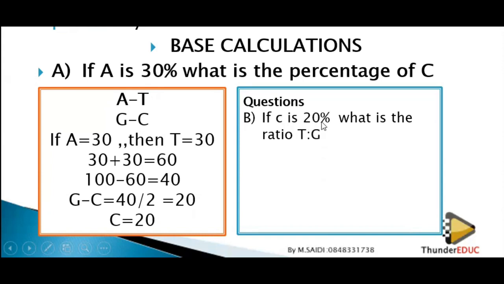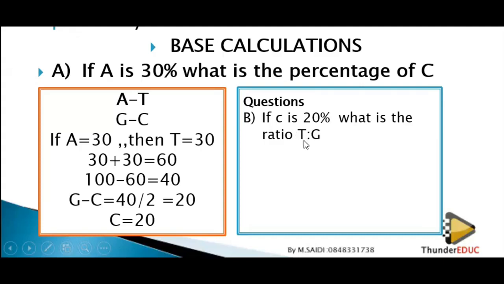If cytosine is 20%, what is the ratio of thymine to guanine? This one is not worked out, therefore I'm just going to talk about it and then see if you can find the correct answer. They didn't talk about thymine or guanine here in the question. All right, so now what are you going to find?